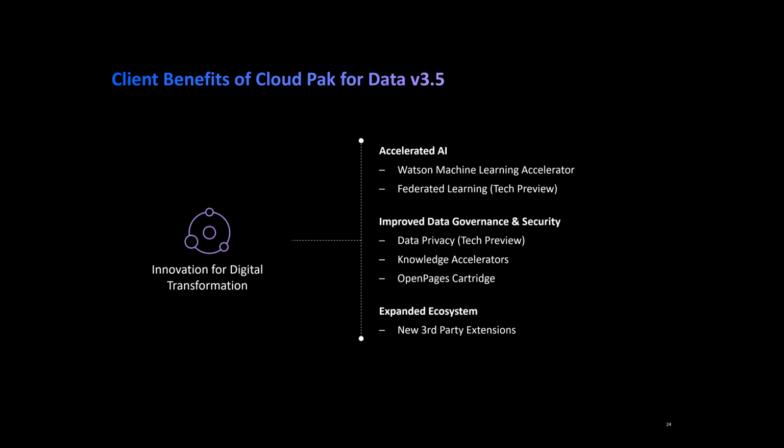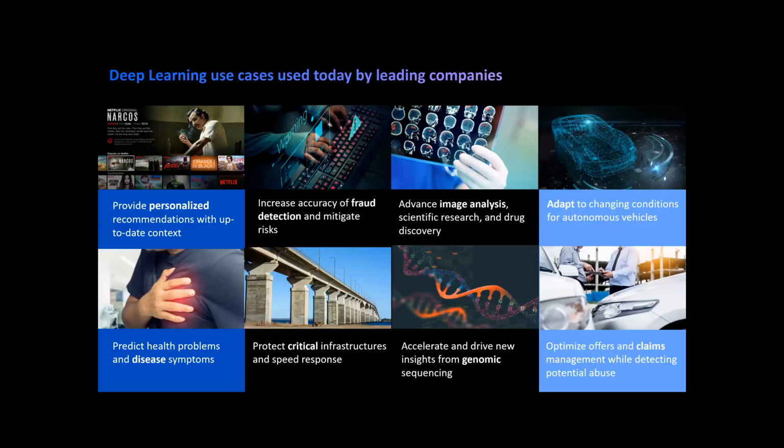So benefits of Cloud Pak for Data 3.5. The AI stuff is definitely very strong. So Watson Machine Learning Accelerator. Federated Learning is also built in. Improved data governance. So WKC, Watson Knowledge Catalog, is part of it. I don't know a lot about OpenPages, but there's an OpenPages cartridge which is added as well, which is an add-on. And there's also extra third-party extensions that have been added.